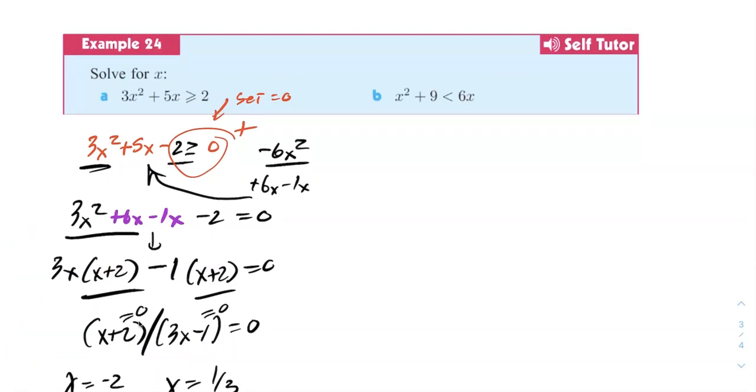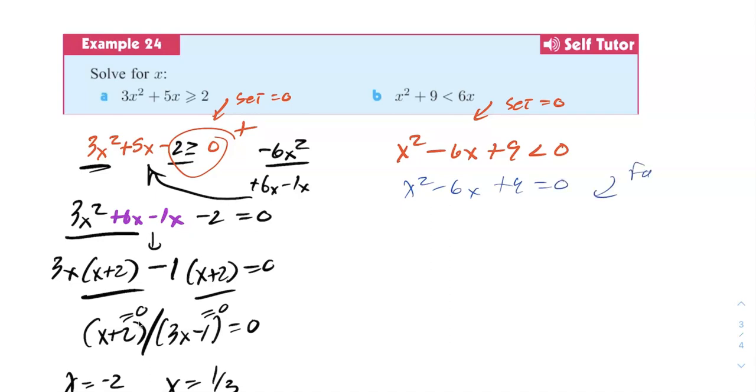Okay, let's do another one. Same thing here, we're going to set equal to 0. So x squared minus 6x plus 9 is less than 0. And then we just solve it like it's equal to 0. So we factor it. This actually factors; this is a perfect square. It's x minus 3 times x minus 3, also known as x minus 3 squared.